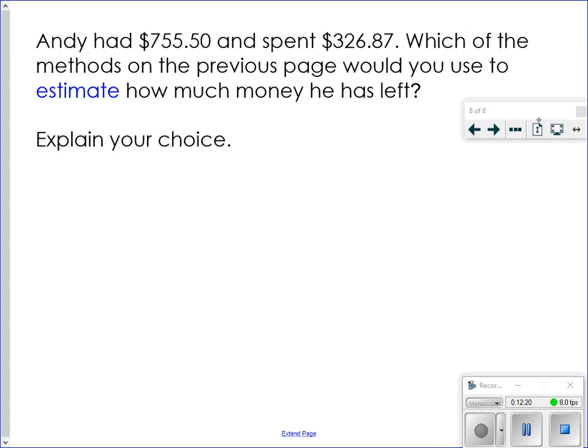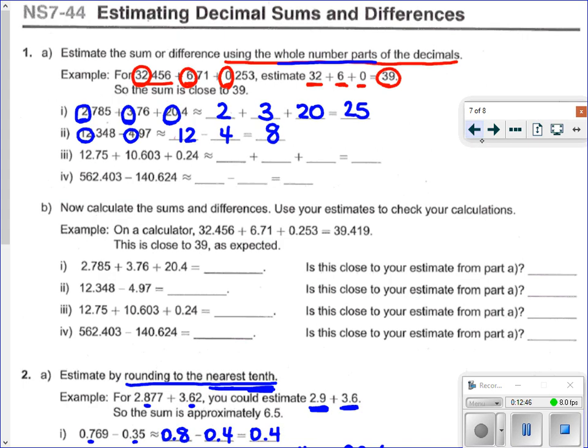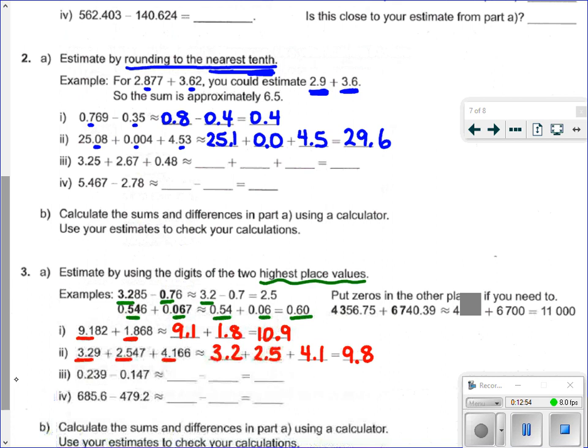So if you had a scenario like this, Andy had $755.50 and spent $326.87, which of the methods on the previous page would you use to estimate how much money he has left? Which of those three methods do you think would be the most logical in this situation? Using the whole number parts, rounding to the nearest tenth, or using the two highest place values?